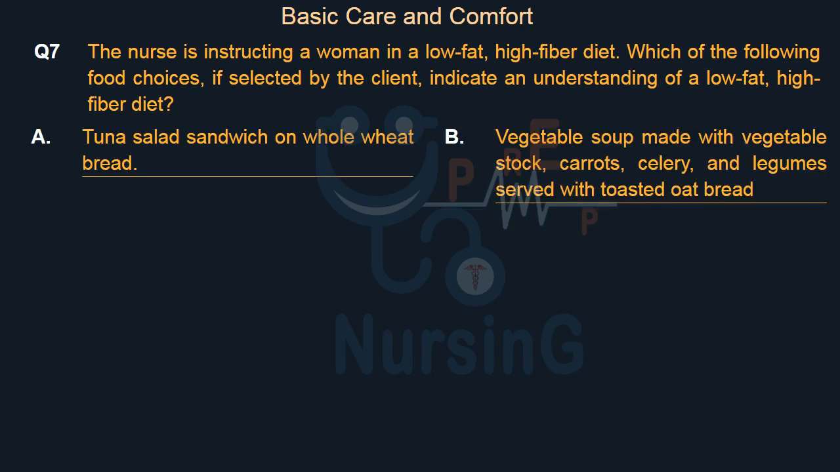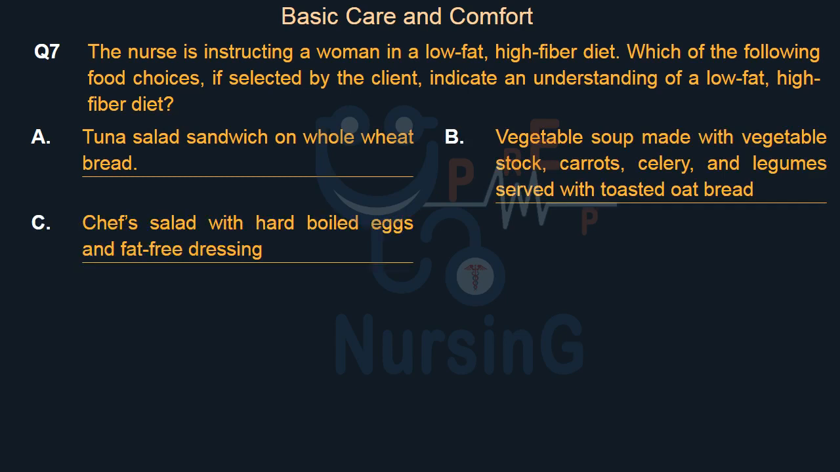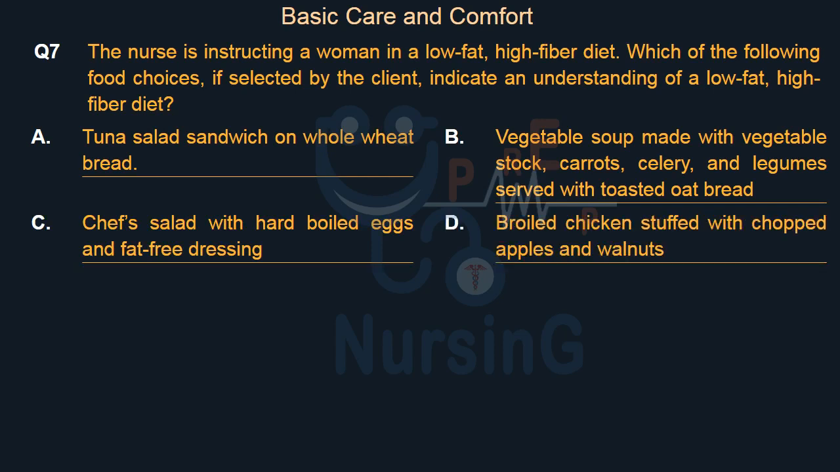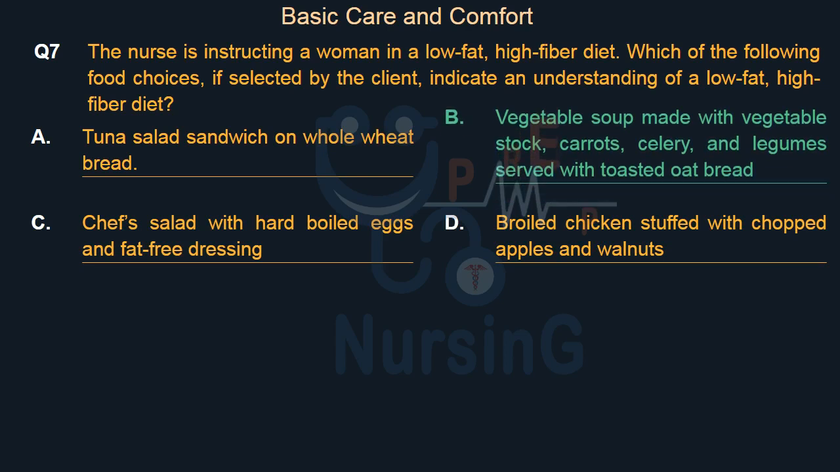Option B. Vegetable soup made with vegetable stock, carrots, celery, and legumes served with toasted oat bread. Option C. Chef's salad with hard-boiled eggs and fat-free dressing. Option D. Broiled chicken stuffed with chopped apples and walnuts. Right answer is Option B.